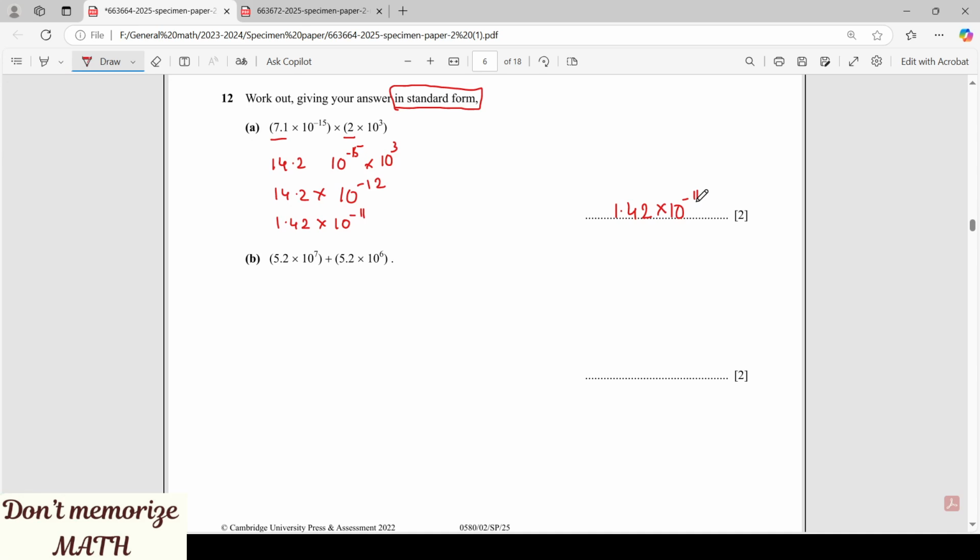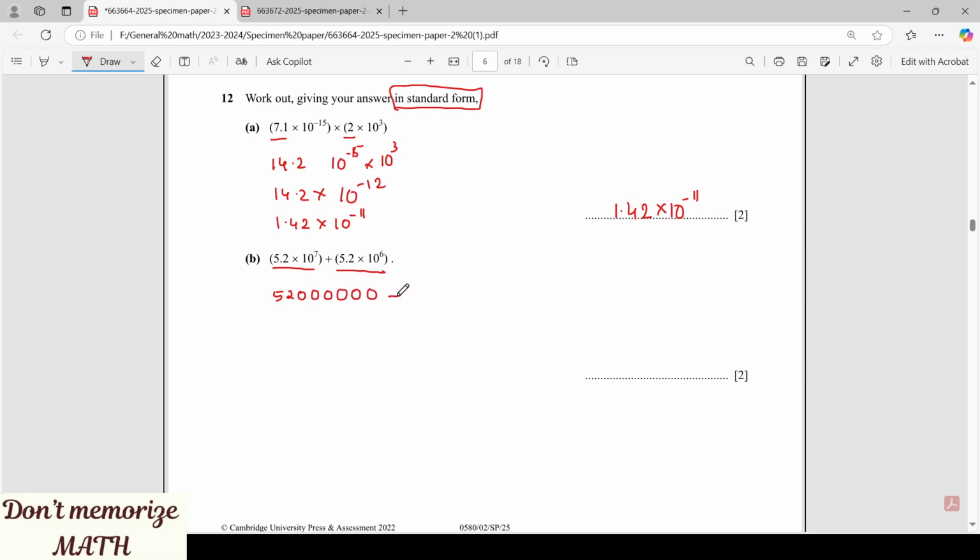Then moving to the B part, 5.2 times 10 raised to 7 plus 5.2 times 10 raised to 6. This one you can do in many methods, so I will tell you the methods one by one. The first method will convert both of them to normal numbers. That is, 5.2 times 10 raised to 7 will become 52, and how many zeros? 6 zeros, because we removed the decimal of 5.2. So 1, 2, 3, 4, 5 and 6 zeros.